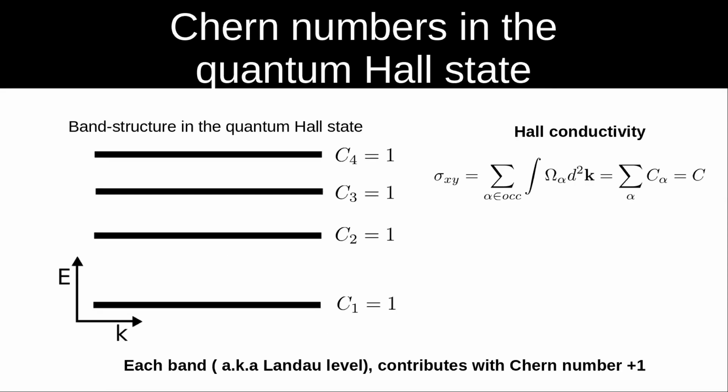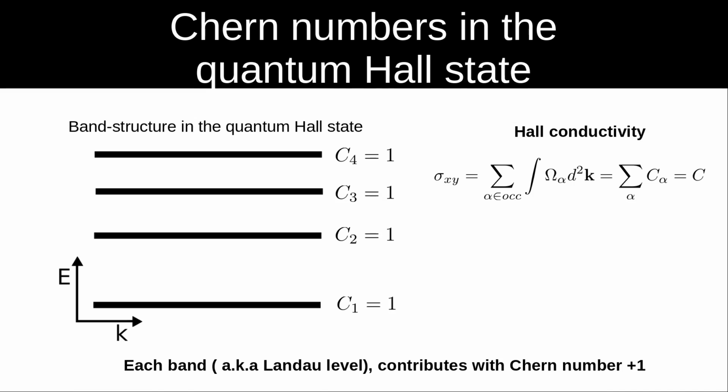And the idea of the quantum Hall state is that in the presence of a magnetic field, a two-dimensional electron gas develops a set of flat bands, that later on we will call Landau levels. Each flat band has a dispersionless energy versus momentum relation, because of course it is flat, but it also has a finite Chern number. So it has Chern number 1.